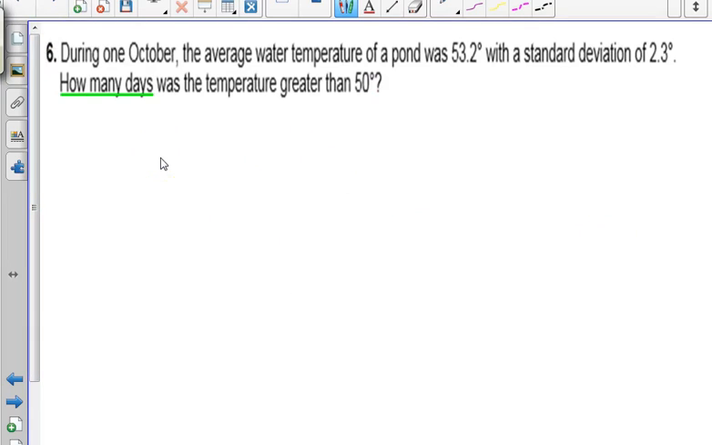During 1 October, the average water temperature in a pond was this with a standard deviation of this. How many days were greater than 50? Oh, now we're going up, right? So we want our minimum to be 50 up to, what do you want to put in as our maximum? As long as you go out more than 4 standard deviations above the mean, you're fine. Doesn't matter. Okay.